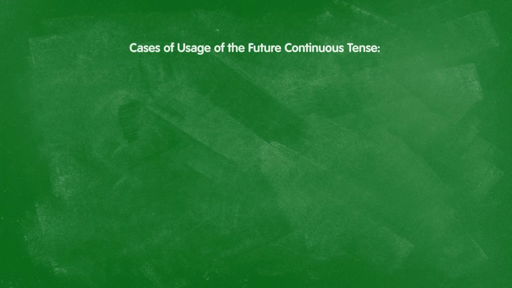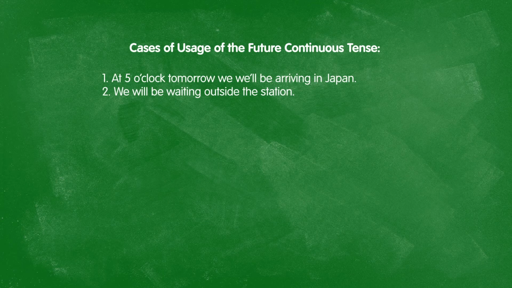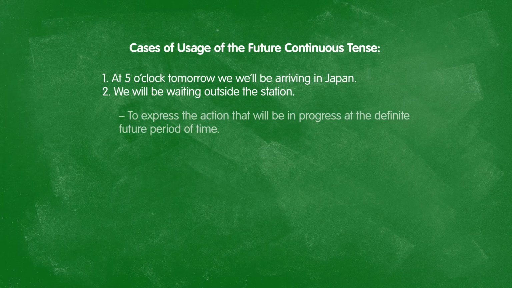So now let's examine some cases of usage of the future continuous tense. I can say, for example, at 5 o'clock tomorrow, I will be arriving in Japan, or we will be waiting outside the station. Here, I'm using this to express actions that will be in progress at a specific known time. We will be going tomorrow at 5 o'clock. Or we will be waiting outside whenever you are trying to find us.